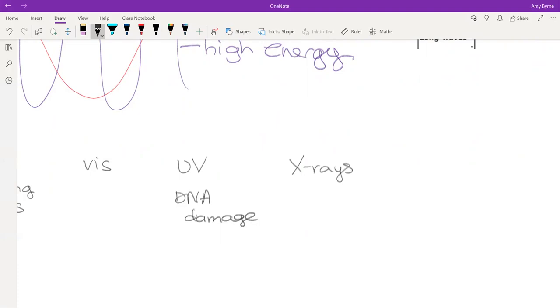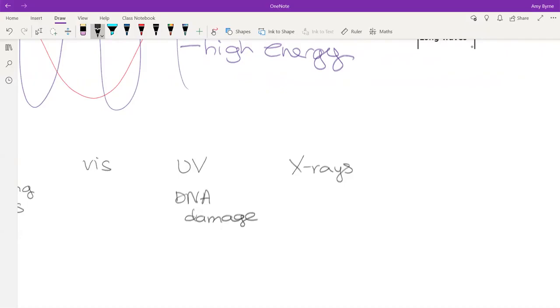UV light can penetrate the top couple of layers of skin, give you a nasty sunburn if you fall asleep outside, and give you skin cancers if you're exposed to it for too long. But it can't penetrate further. So you can't get, say, throat cancer from a sunburn, because the UV waves don't have enough energy to penetrate more than the top couple of layers of skin.